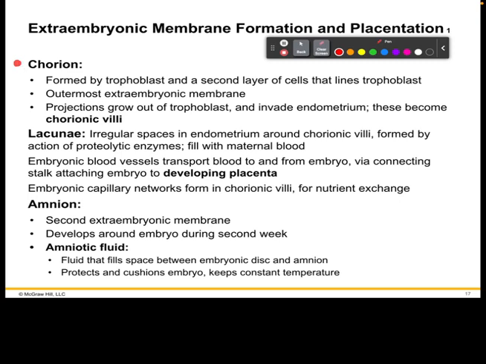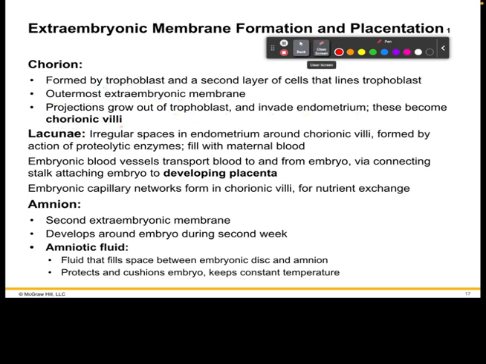First one to talk about is the chorion. This is formed by, once again, the trophoblast. As we said, the trophoblast is going to be primarily used to create these structures. And specifically, this is going to be the outermost extraembryonic membrane. Projections will grow from the trophoblast and invade the endometrium as we discussed. And these will be the chorionic villi that are going to help stabilize and keep the structure in place.